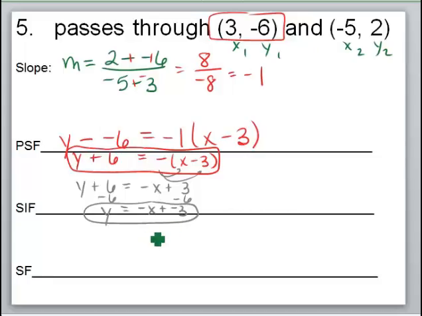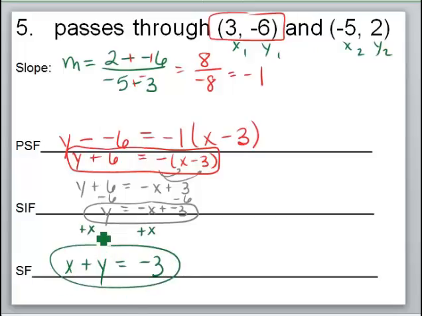One more form, standard form. Standard form, I need to move this x to the other side, so I'll do that by adding x to both sides. That gives me just x plus y equals negative 3. This is a fine form to leave it in because there's no fractions. On the x, there's no fractions at all. The x term is positive. I have one more example, and I'll finish that up on the next video.